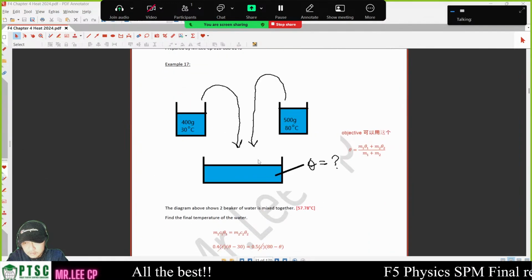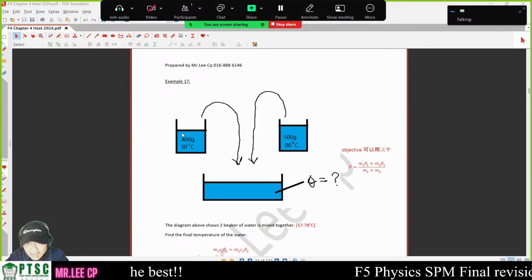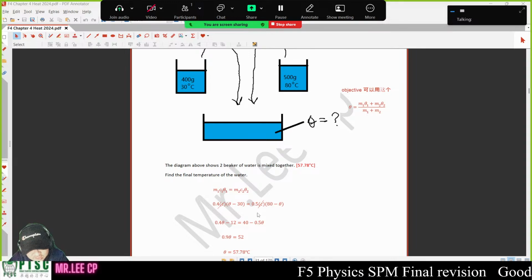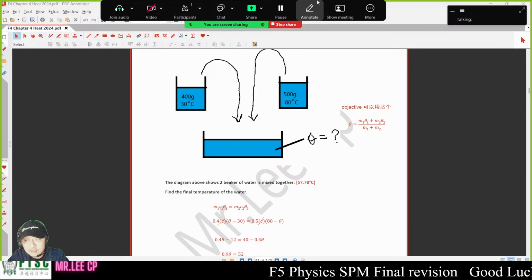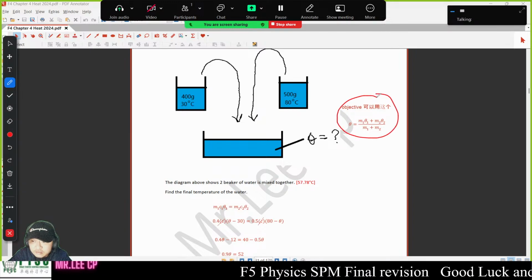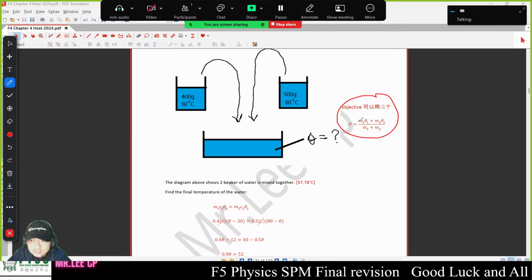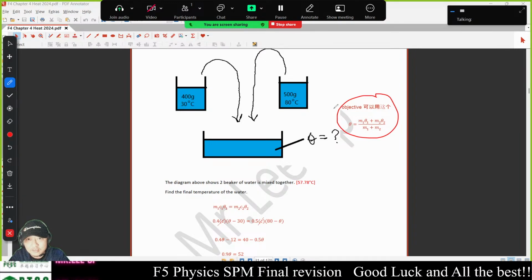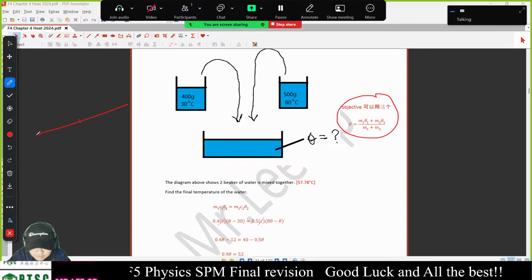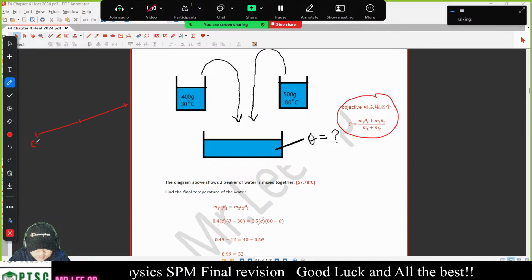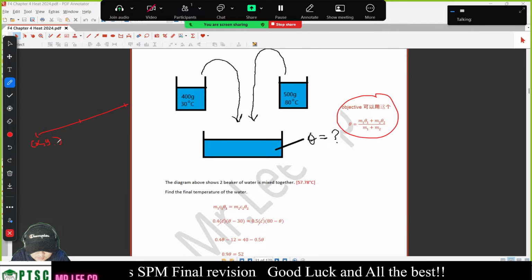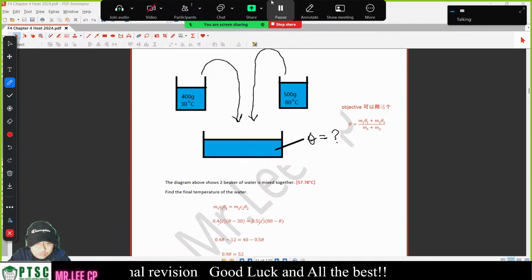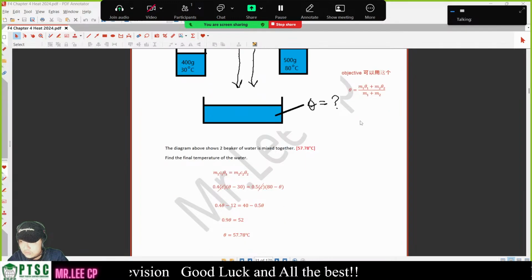Okay, now if both are water, you still need to do this, but your c can be cancelled. Right, c can be cancelled. If it is an objective question, you can use this one. It is kind of like the additional maths formula to find the middle point, when these are two coordinates x1, y1 and x2, y2. So how to do this? I'm going to teach you using this way.